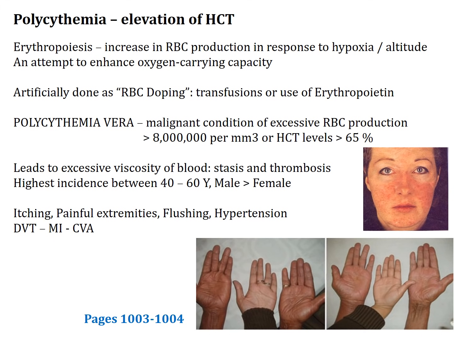Highest incidence of polycythemia vera tends to occur between ages of 40 and 60. Males tend to be a little bit more affected than females. So this is the opposite end of anemia. This is polycythemia. Polycythemia vera is a pretty serious and malignant condition of too many red blood cells, which then leads to excessive viscosity, sludging of blood, and stasis of blood.